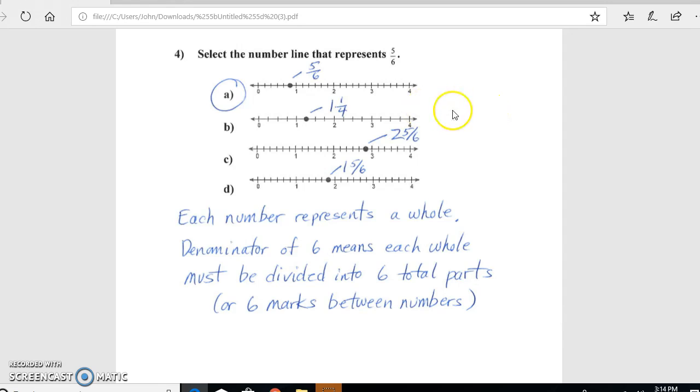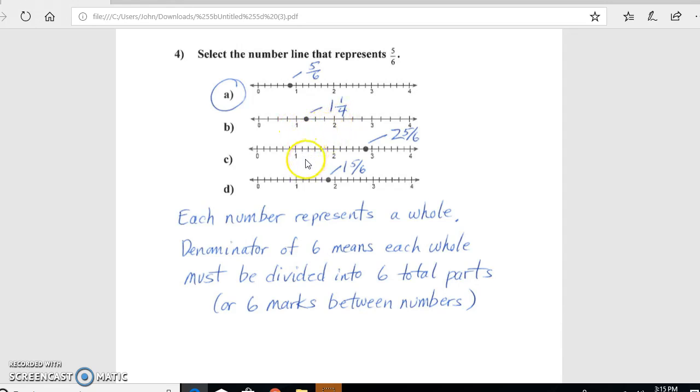Now I've given the mixed number that corresponds to each dot on these different number lines. For example, on B we have one whole here, and then we have 1/4 more at this dot here, so this dot represents 1 and 1/4. Each whole on this number line is divided into 4 parts.